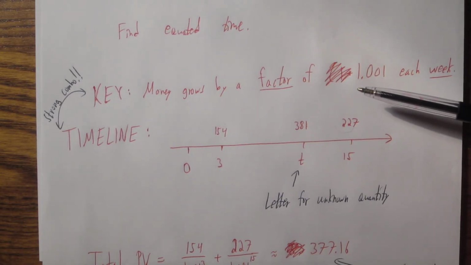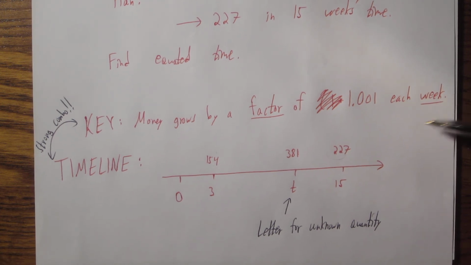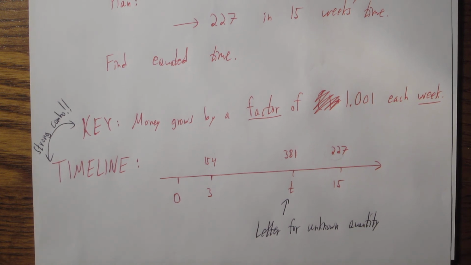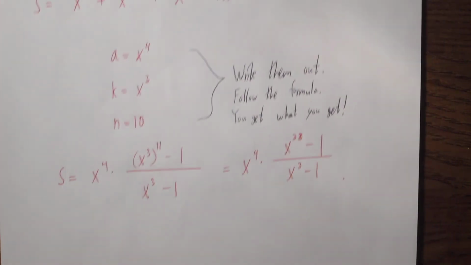So again, key, identify the relevant factor for your period, draw a timeline, move things around as you need to move them around, and profit.